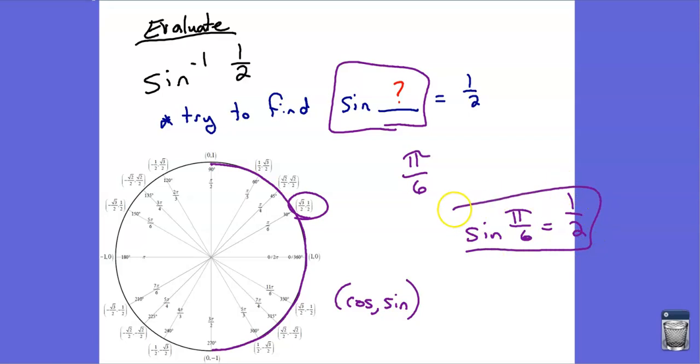So because this is true, I know the inverse sine is pi over 6. That's really what I'm trying to find: which of these measurements on the terminal points will actually help me find the inverse sine function.